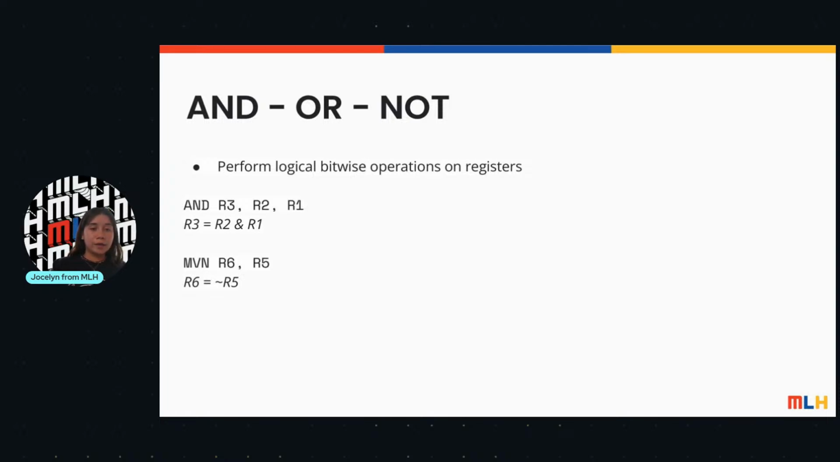Over here, this MVN, that's not. So I don't know why the designers of RV7 decided to call not MVN, but yeah, MVN stands for not. So you're performing a not operation on R5, and you're storing that on R6. So if in my register 5 I have the value 0 and I perform MVN, then I will have 1 now, because I performed a not operation on my register 5 and I stored that on my register 6.